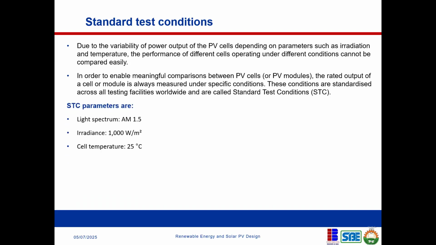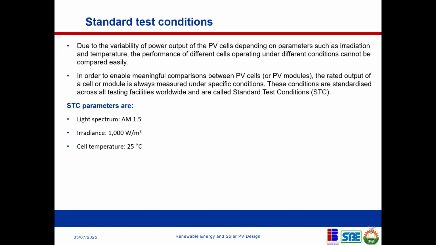Now, there are about 3 items. One of them is the light spectrum, or the AM. The AM is like air mass or light spectrum, is 1.5. And then you have the irradiance. So the solar panels are tested at 1,000 watts per meter square. That is the standard test condition before they can be said, okay, this is a 300 watt solar panel. And there's also a temperature. They are tested under 25 degrees centigrade.